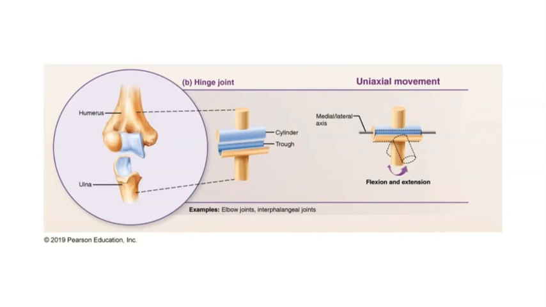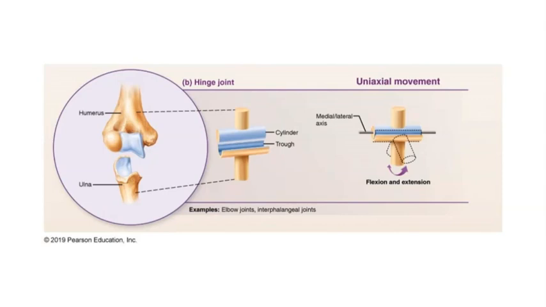So next up we have the hinge joints. So at hinge joints, there is a convex cylinder-shaped end of one bone that articulates or fits pretty snugly within the concave kind of trough end of another bone. So this configuration approximates a hinge-like structure, like a hinge we would see on a door. This type of joint permits angular movement along a single axis. So therefore, these are classified as uniaxial synovial joints.